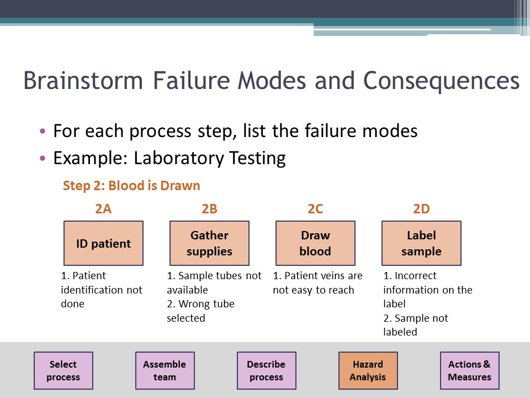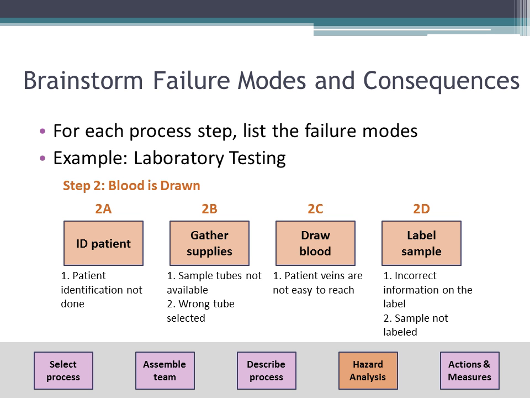So for the sub-step identify the patient, a failure is that the patient identification isn't done at all. For the sub-step gathering supplies, the failure mode is that the sample tubes aren't available or the wrong tube has been selected. For the sub-step draw blood, patient veins not being easy to reach could be a potential failure mode. And on the label sample sub-step, failure modes could include incorrect information on the label or the sample not being labeled at all.